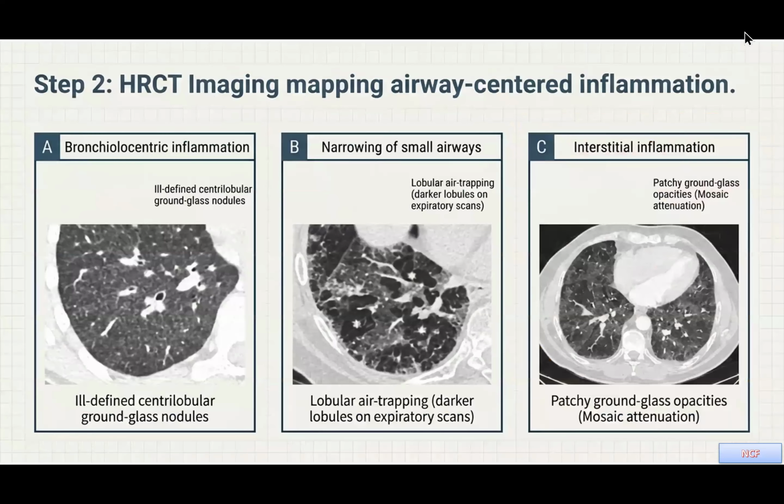So the step 2 in the diagnosis is HRCT imaging, mapping the airway centered inflammation. In non-fibrotic HP, we look for airway centered inflammation. Key markers include centrilobular ground glass nodules, lobular air trapping, which is visible more so on an expiratory scan, and patchy ground glass opacities, often referred to as mosaic attenuation.